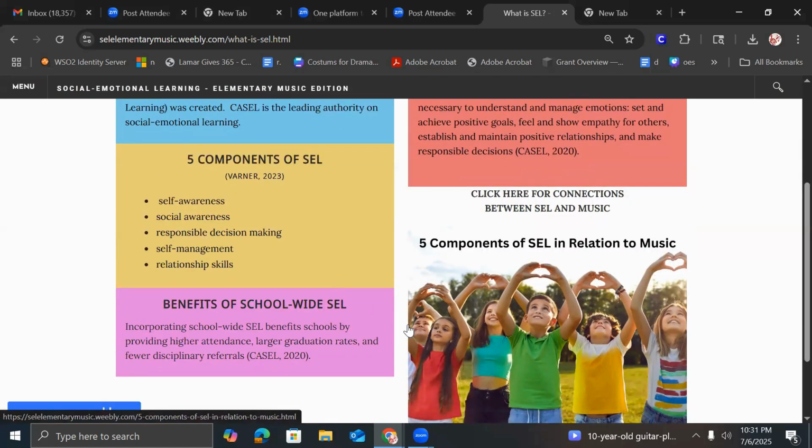So the benefits of a school-wide SEL is where we have higher attendance, there's larger graduation rates, and there's fewer disciplinary referrals.